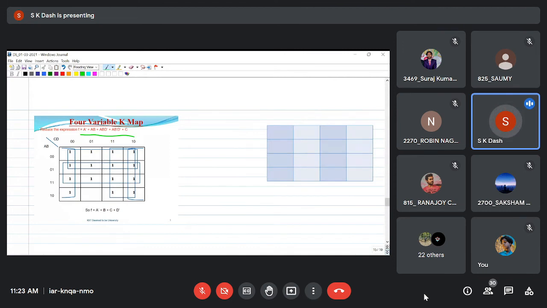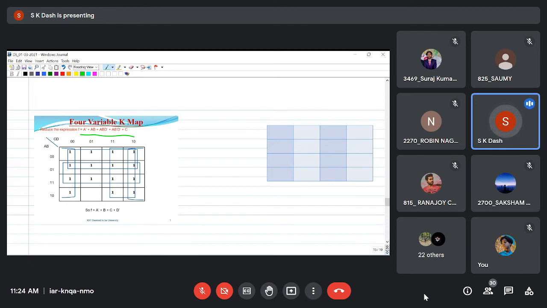How many variable function is given? It is four. How many inputs are there? A, B, C, D. Okay. So is it in a standard form? No, it is not in a standard form. So how can I minimize this expression? First of all, I need to bring it into a standard form. From that, I can find the min terms.